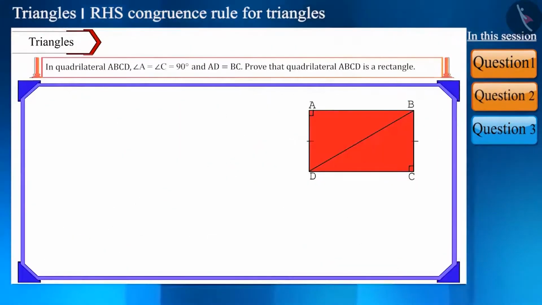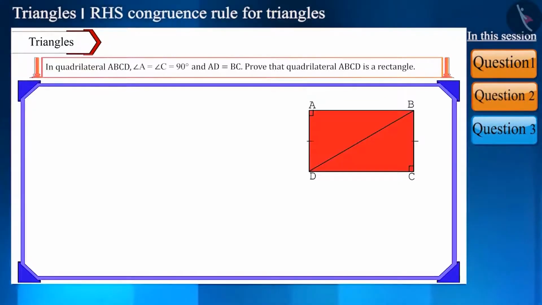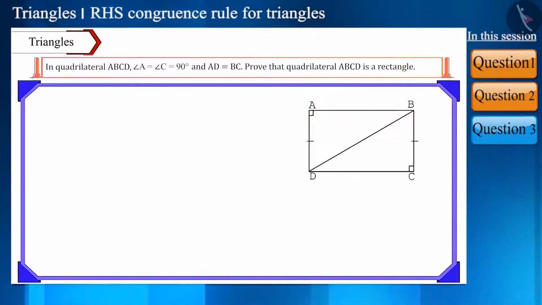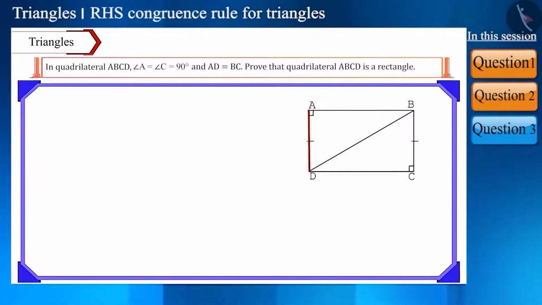In quadrilateral ABCD, the measurement of angle A and angle C is 90 degrees and side AD is equal to side BC. Now prove that quadrilateral ABCD is a rectangle. Friends, what is the definition of a rectangle? A rectangle is a quadrilateral whose opposite sides are equal and each angle measures 90 degrees. It's given that side AD is equal to side BC, and angle A and angle C are right angles.